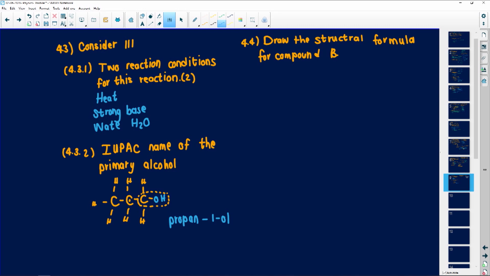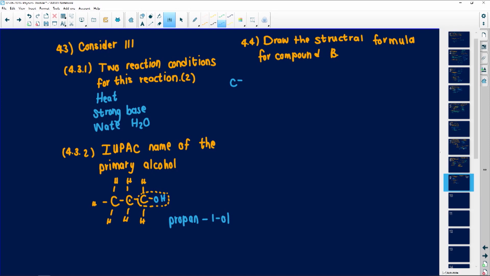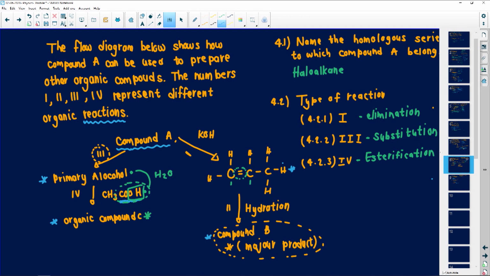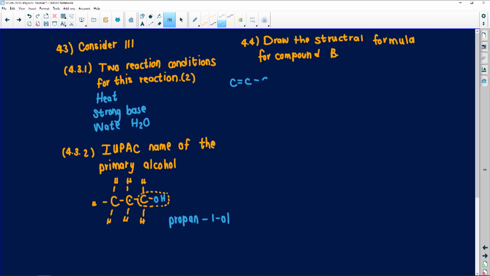The first structure initially looks like this. Let me just go back and double check on that. Yes, it's the first one. So we have a double bond between C and another C, with the hydrogens connected to them. Initially, the structure looks like this, and then they are telling us that we need to add water. Remember, water is H2O, and water will dissociate into H+ and OH-.